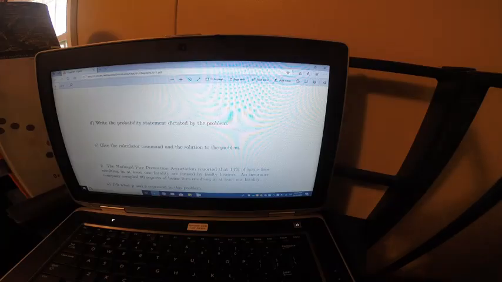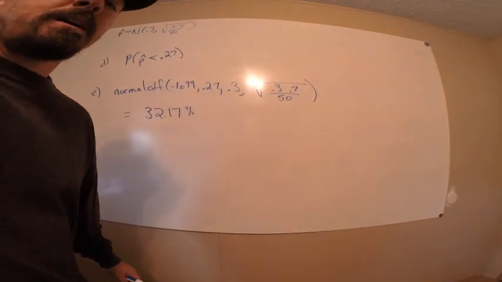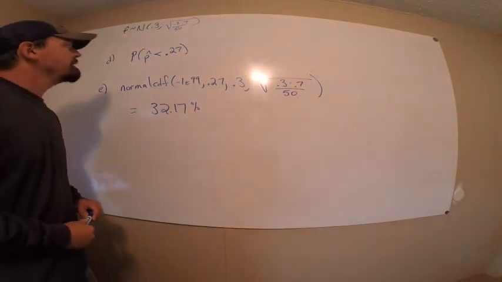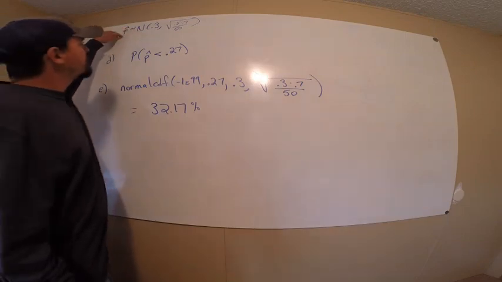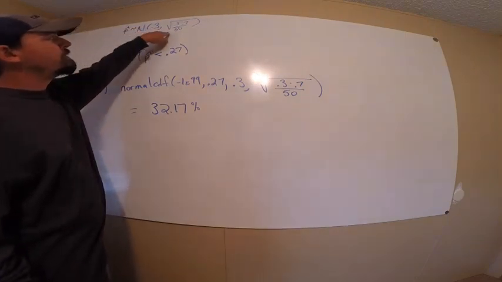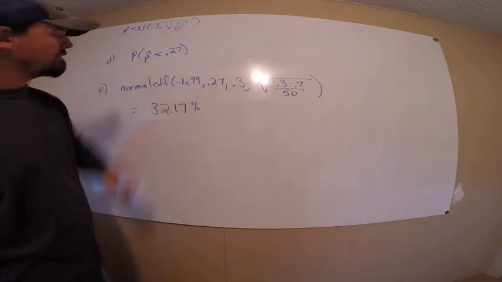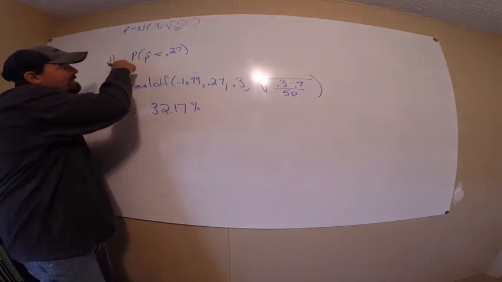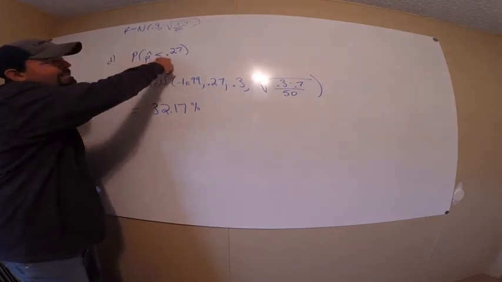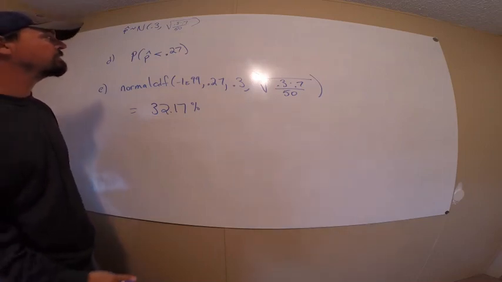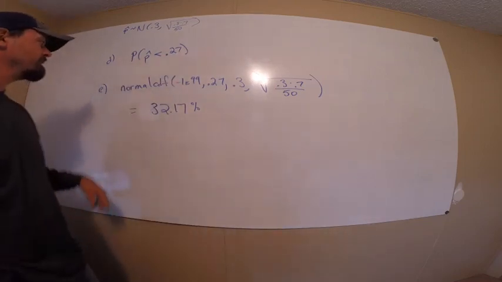Alright, part D says write the probability statement dictated by the problem, give the calculator command, and the solution to the problem for part E. So the problem said that 27% or less than 27% of these people in our sample actually had this situation. So what we're looking at here, we've got the probability P hat is approximately normal 0.3, square root 0.3 times 0.7 all over 50. So we can use that for our normal distribution down here. We write our probability statement for part D: probability that P hat is less than 0.27. You can write 27% if you like. I'm just going to use the decimal 0.27.